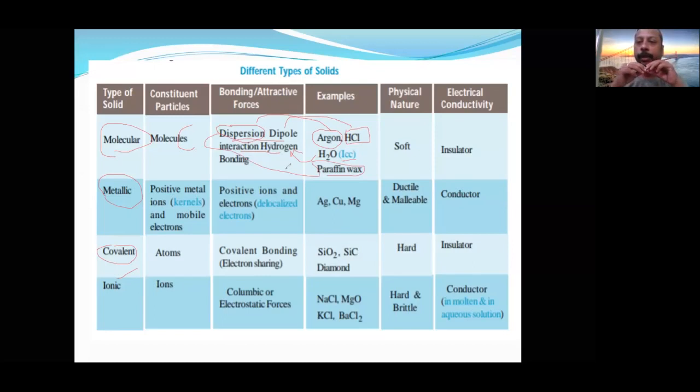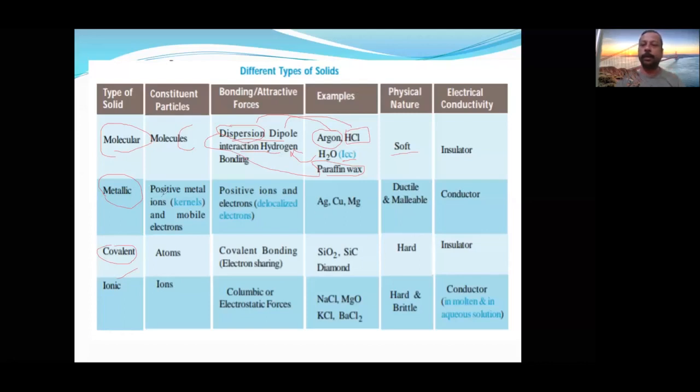Why three types? Depending on the interaction forces. But why are they kept together? Because they all contain molecules only. The constituent particles are molecules, but the nature of attraction force between the molecules is different. What are those forces? Dispersion forces, dipole forces, hydrogen bonding. And physical state, because of the weak interparticle forces, they are very soft and there is no chance of any mobile electron. That's why they are insulators.